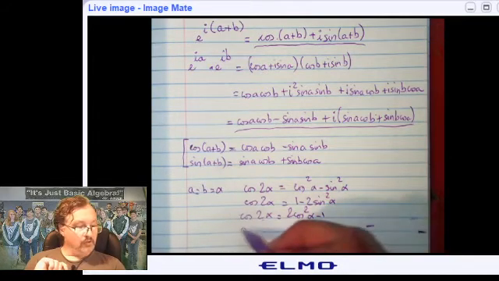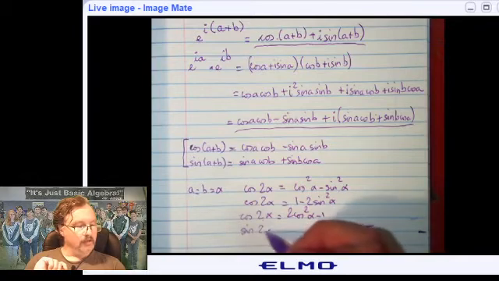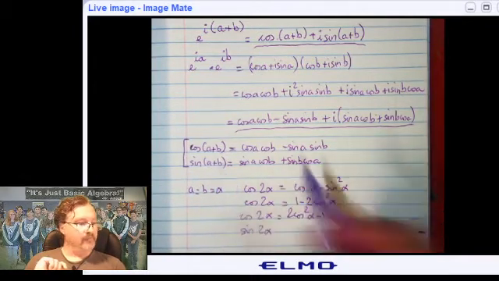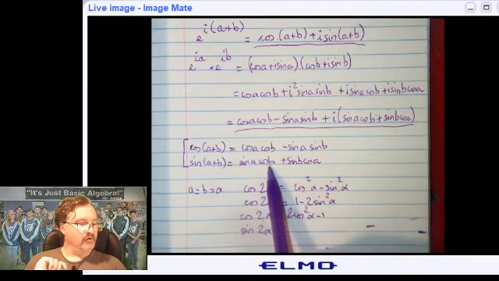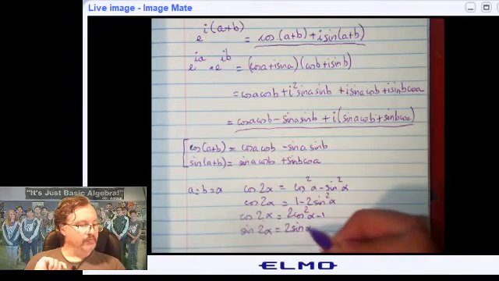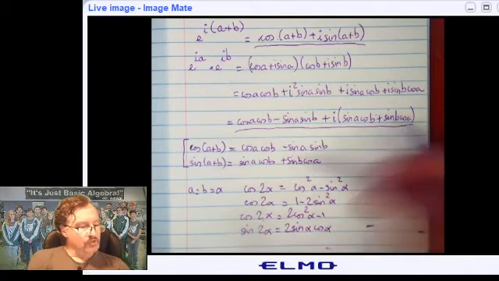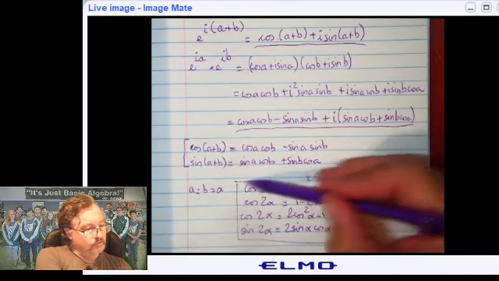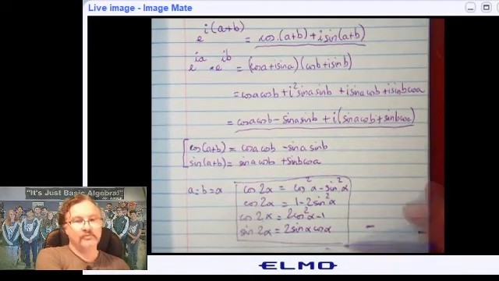And if I wanted the double angle formula for sine, I just replace A by alpha, B by alpha, and that gives me sine alpha cosine alpha plus sine alpha cosine alpha, which is 2 sine alpha cosine alpha. So at this point we have all the double angle formulas.